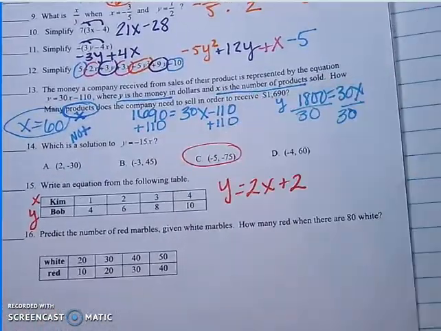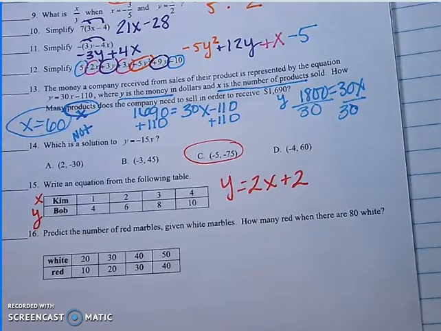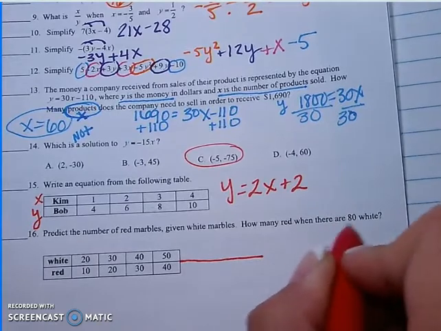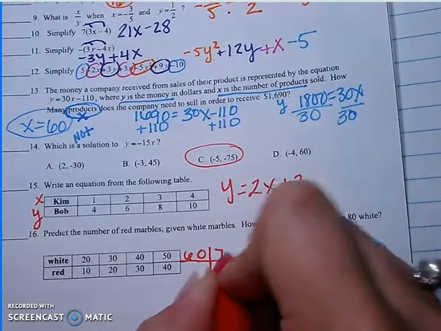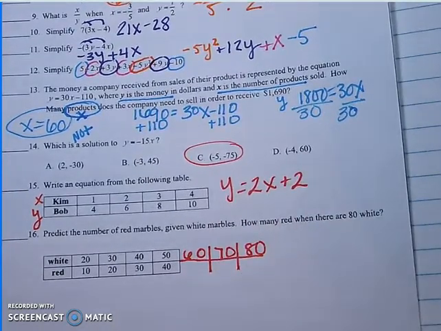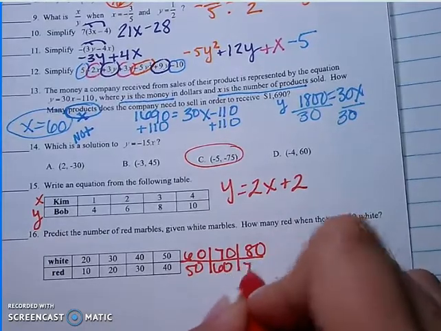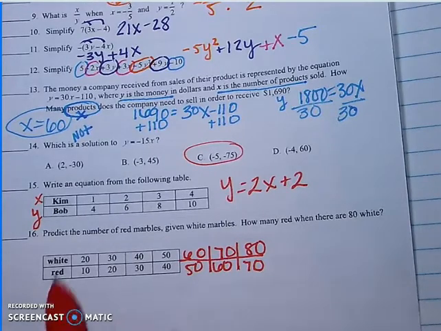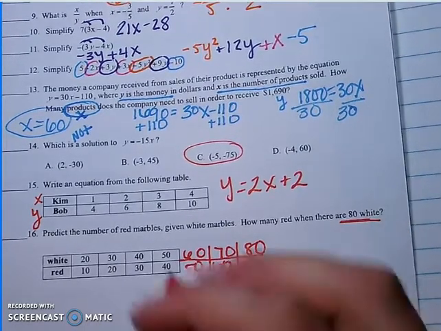Now you can do that same thing for 16 and then plug in for the white. If white is going to be 80, how many red would there be? There's probably an easier way to do that, and that's just extending this pattern here. If there are 80 white, I see that my white are going up by 10s. So 50, 60, 70, 80. This is an easy one to predict. My red is also just going up by 10. So 40, that'll be 50, 60, and 70. You can see that the white are 10 more than the red. So how many red are there going to be when there are 80 white? There will be 70.